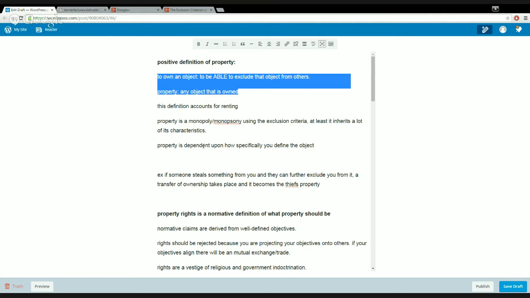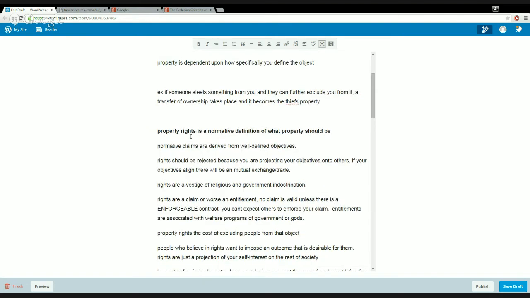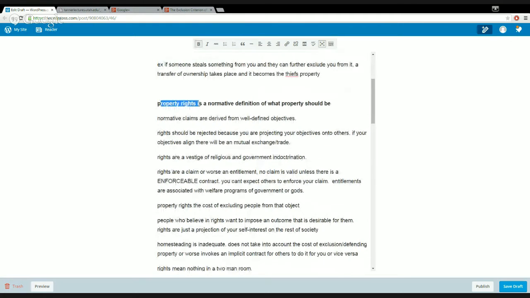In a two-man room, if I steal a piece of food from you and you couldn't get it back, I can exclude you from it, and I'm eating it in front of your face. It makes no sense for you to keep telling me it's your property while I'm chugging it down and digesting it, right? So you see how it works in a positive sense, or what actually is. Okay, so let me criticize property rights.